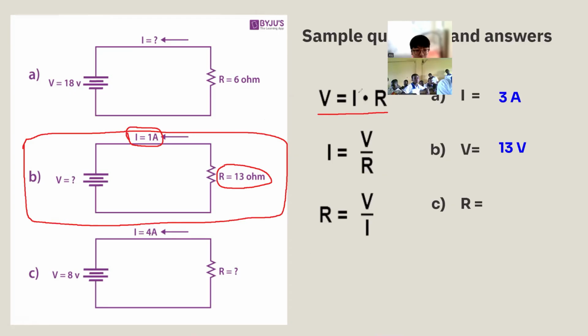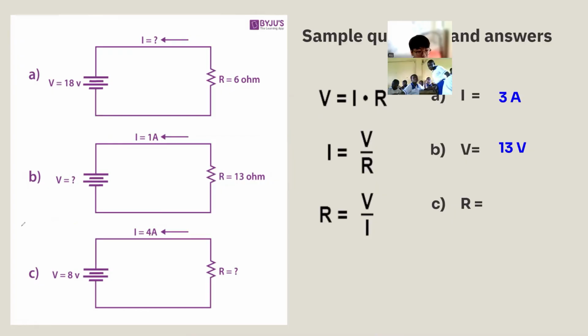And current I is 1. Resistance R is 13. So we have voltage equals 13 volts. Yeah, great job. Let's look at this final question, C.